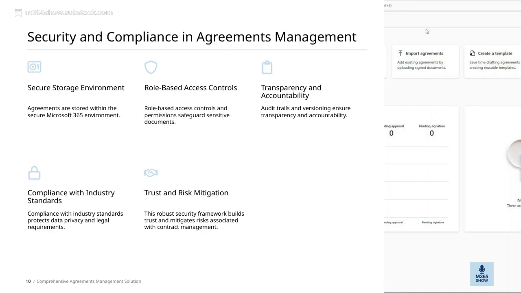Let's talk about security and compliance in agreements management. This is a crucial part of our comprehensive agreements management solution. First, a robust security framework is essential because it helps build trust with our stakeholders and reduces the risks associated with managing contracts. When we implement strong security measures, we can confidently handle sensitive information without fear of breaches.